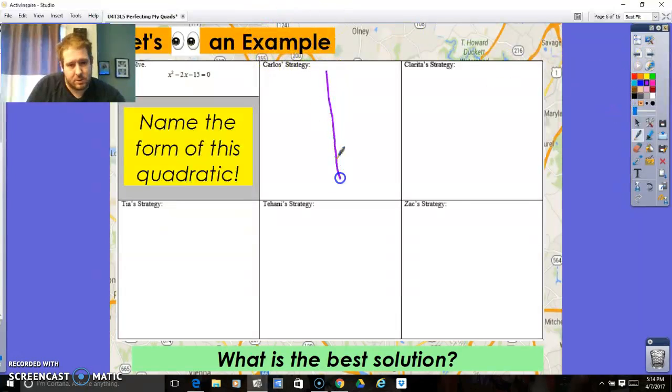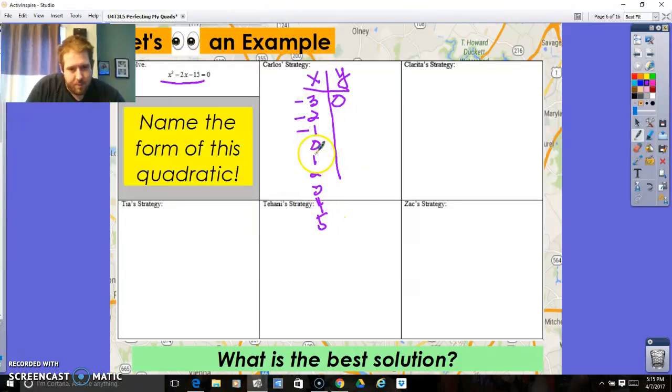Carlos' strategy was to make a table, x and y. Now, what you would want to do is you'd want to put this into the graphing calculator, plug it in, and then just read the numbers off of the graphing calculator. So, if my memory serves me right, I believe -30 was the answer here. And then if I was just going to go down and keep going, 1, 2, 3, 4, 5.